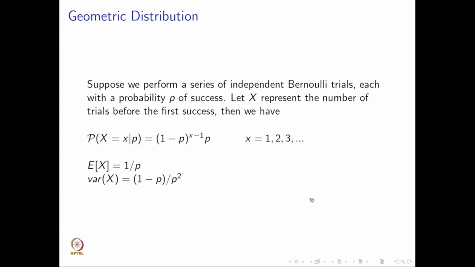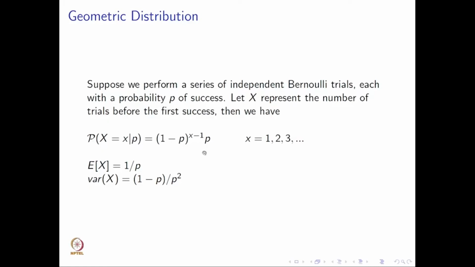Suppose we perform a series of independent Bernoulli trials, each with a probability p of success. Let x represent the number of trials before the first success. Then the probability that the random variable x will take a value small x, given the parameter p, equals (1 minus p) raised to the power x minus 1, into p.